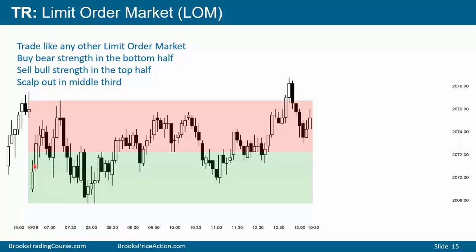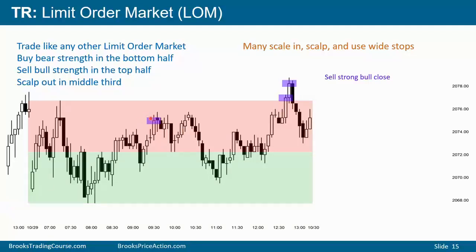The trading range is a limit order market, and you trade it like any limit order market. The bulls buy bear strength in the bottom half. So in other words, when they see a big bear bar, they're starting to look to buy. And the bears sell strong bull strength in the top half. So when they see big bull trend bars in the top half, the bears start looking to sell. And both take profits somewhere in the middle third. A lot of experienced traders will scale in, scalp, and use wide stops.